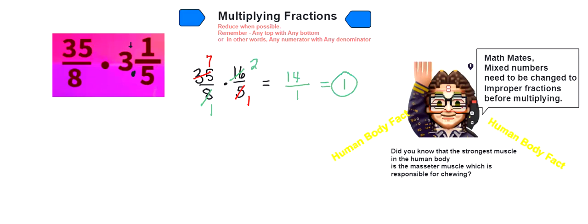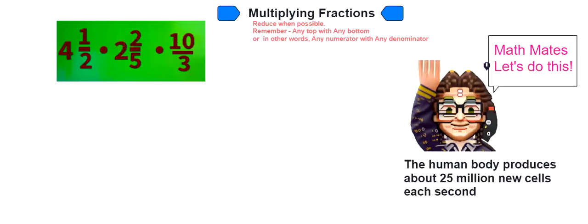We've got one more problem I want to look at. So let's take a look here. Look at this one. It's multiplying 3 numbers, or 3 fractions. Again, math mates, let's do this. The human body produces about 25 million new cells each second. That's crazy. All right, we've got 4 1/2 times 2 2/5 times 10/3. So what do we need to do first? Who remembers?